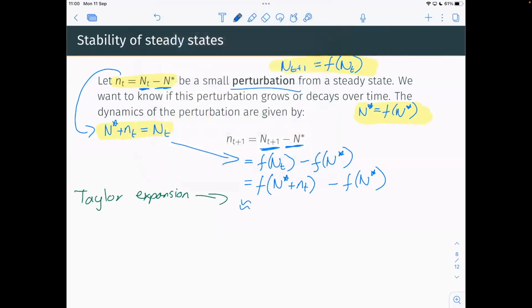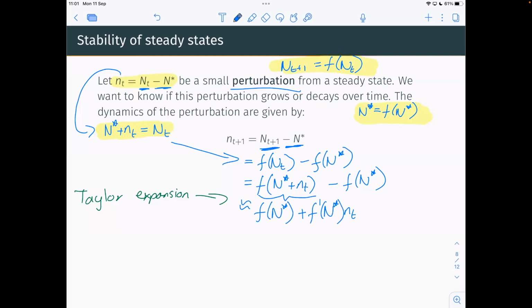Now, if you're familiar with Taylor expansions, this is a way of approximating the value of a function close to a particular point. So this is essentially just a formula. What it says is that this bit here, we can expand as f of n star, the value of this function at n star. And if we're staying fairly close to it, we add on the derivative of this function at n star times this little n_t. This is just the formula for a Taylor expansion.